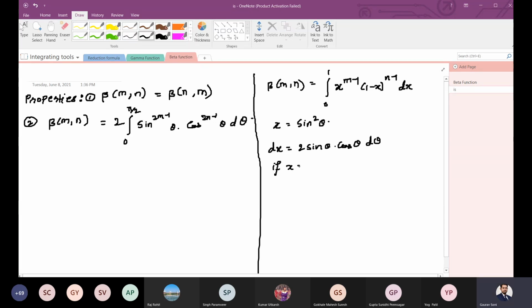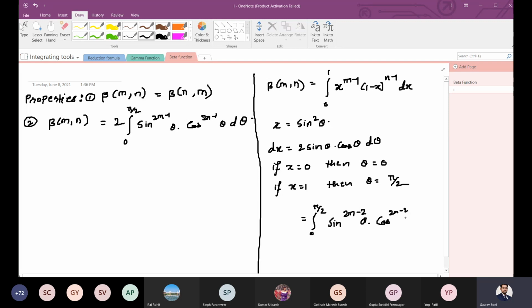Change the limits. If x equal to 0, then theta turns out to be 0. If x equal to 1, then theta turns out to be pi by 2. So after making the substitution, this turns out to be 0 to pi by 2 sine square, so that will be sine raised to 2m minus 2 theta. Please check the calculations. 1 minus sine square will become cos square. So this is cos raised to 2m minus 2 theta.